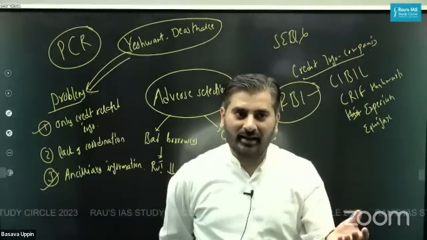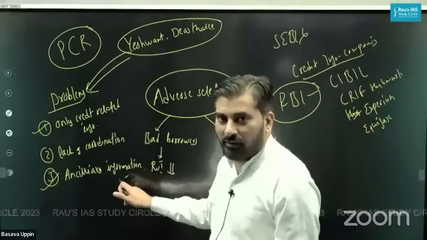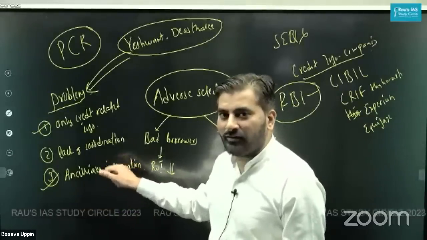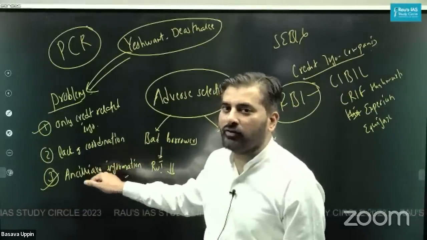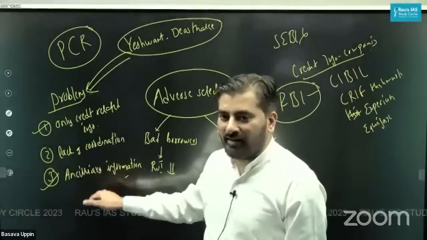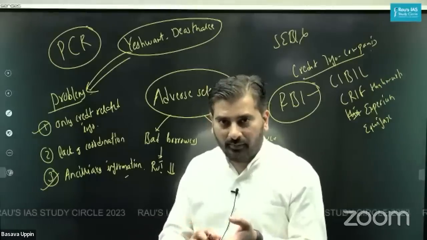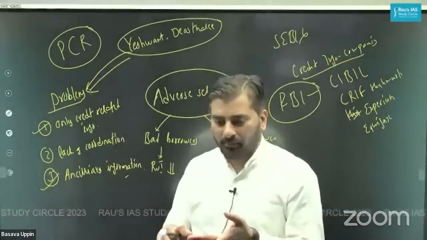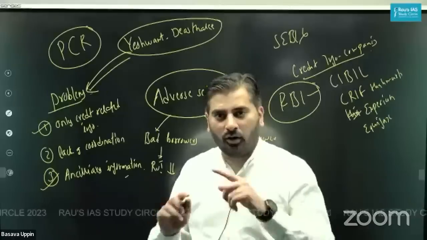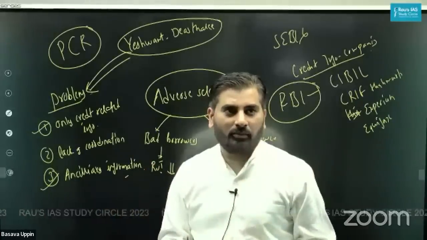Like I said, ancillary information is any kind of information which can help the banks to know the creditworthiness of the borrower. Ancillary information could be about the income level of a person. If there's a company, the balance sheet of the company, the tax payment by the person, all this is a kind of ancillary information.